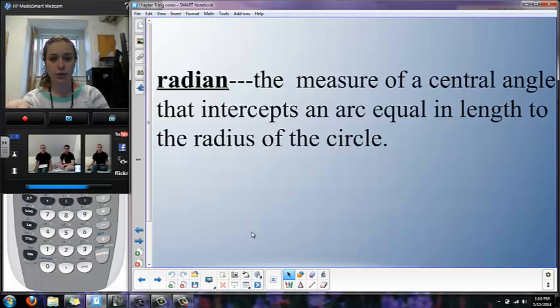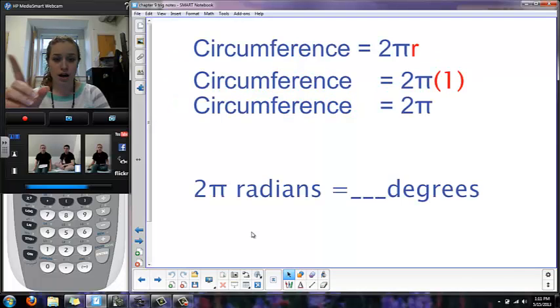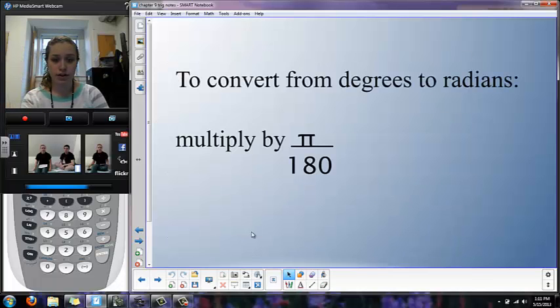Okay, so that was Monday. Yesterday, these are the notes we went over. We talked about radians. So radians are a brand new way to think about measuring angles. Instead of measuring a whole circle in degrees, this time we're going to measure in radians. So there's 360 degrees in a whole circle, and there's 2 pi radians in one full circle. So that's what we learned about yesterday.